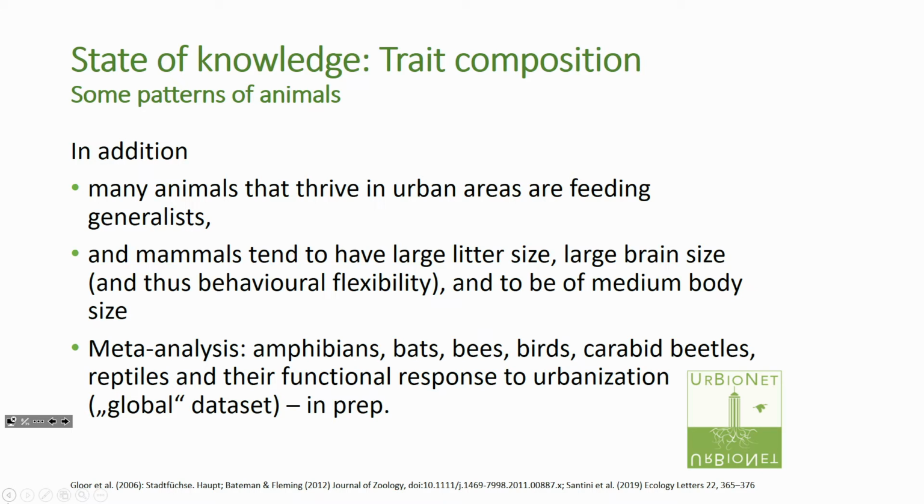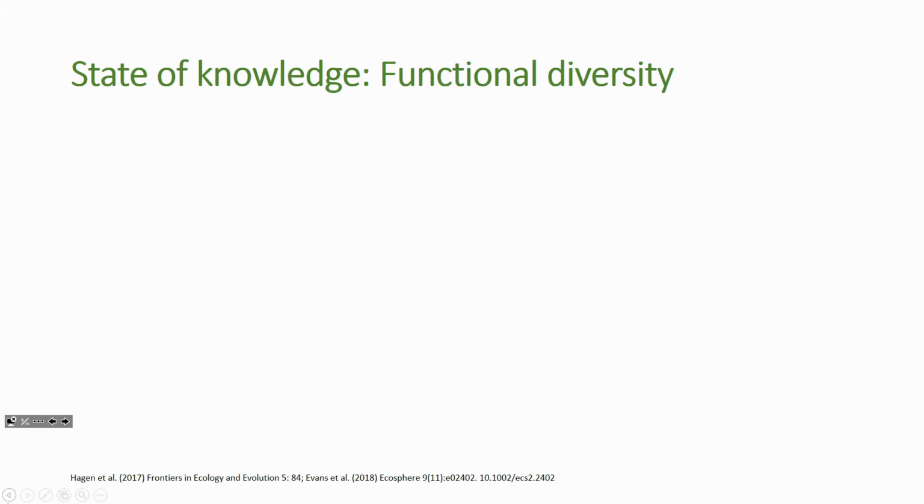Within our Urbionet group, we want to shed more light onto trait patterns of animals with respect to urbanization, and we collected data across literature for amphibians, bats, bees, birds, carabids, and reptiles, and we assigned traits to these, and now we are looking at whether these different groups have similar functional responses with increasing urbanization. But I'm sorry, we are still on the way, so I cannot present results this time. But instead, I want to jump to the next topic.